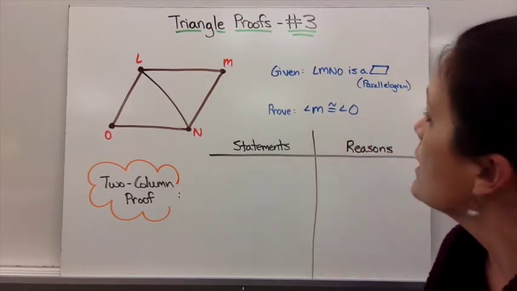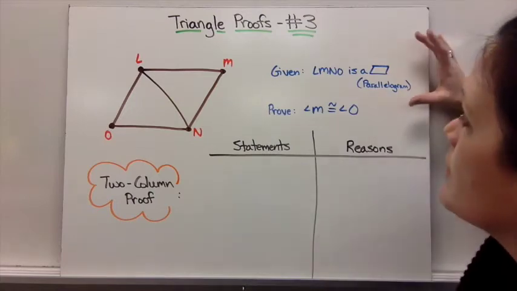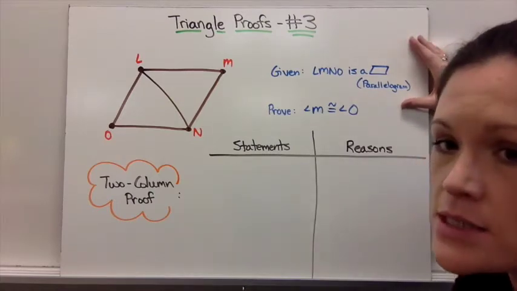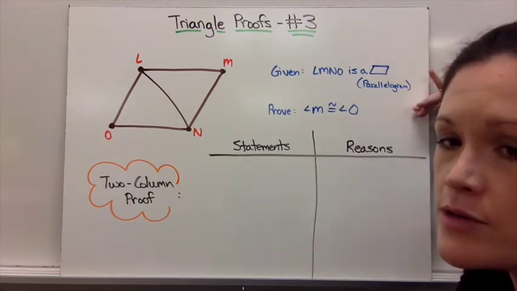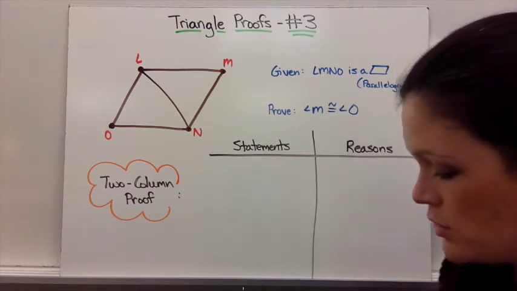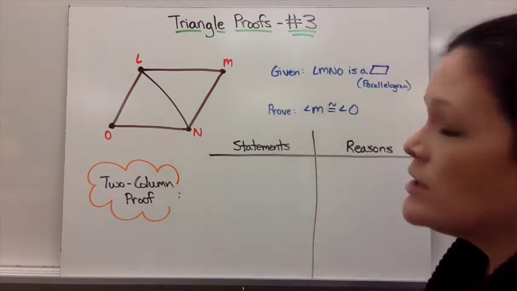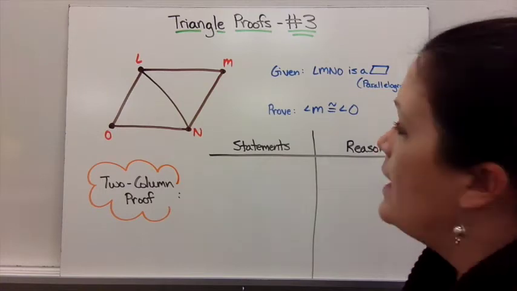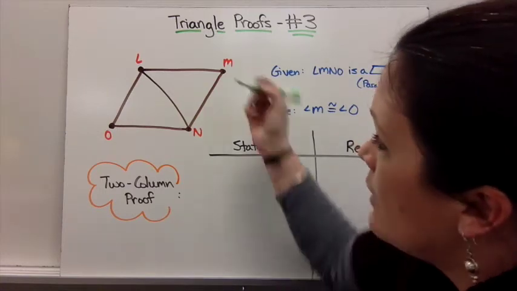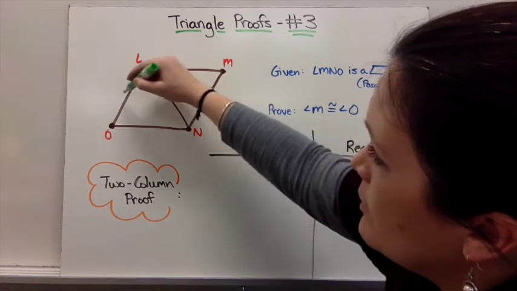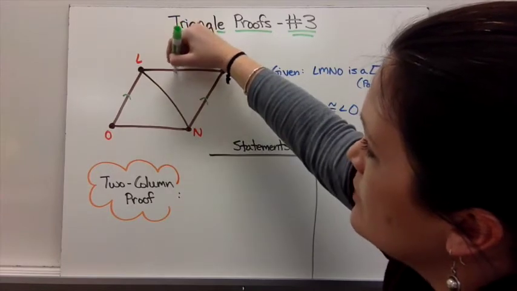So we're going to label our figure with things we know about a parallelogram and see if it can lead us to how we could prove that angle M is congruent to angle O. So let's get started. A parallelogram, as we know, has both pairs of opposite sides parallel. So that tells us a lot of information.